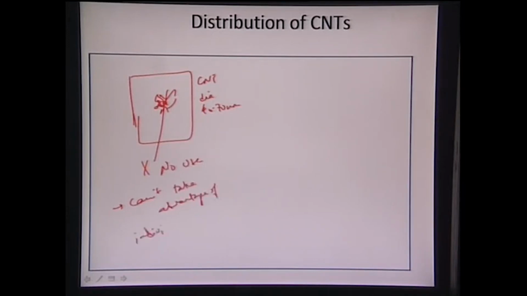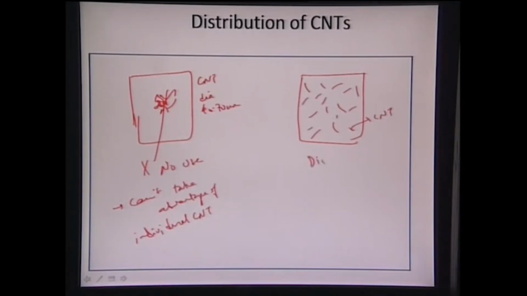So that will create a problem, because we are not able to capture the advantage of a single nanotube. That doesn't make sense. So we need to have a structure which has much more distributed CNTs. If we have CNTs throughout the matrix, that will give much better properties. So all CNTs distributed will give much enhanced mechanical properties. That is what we are really looking for.